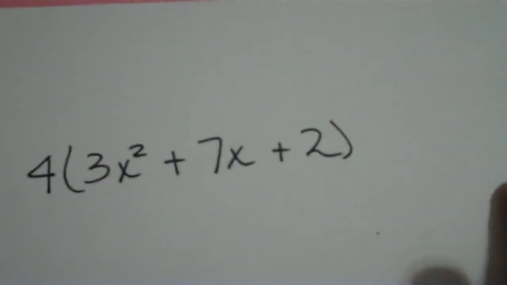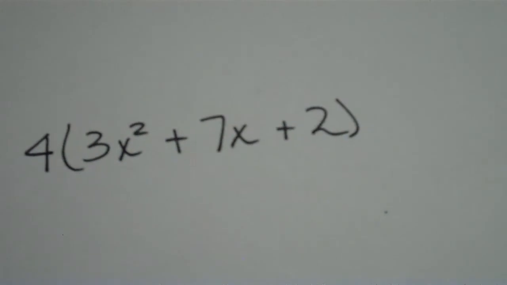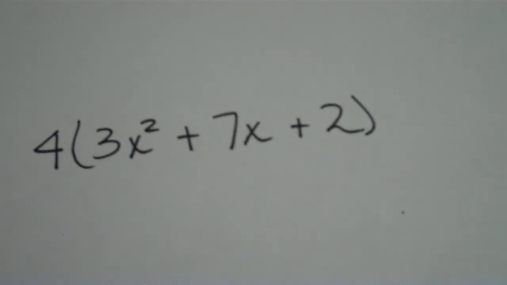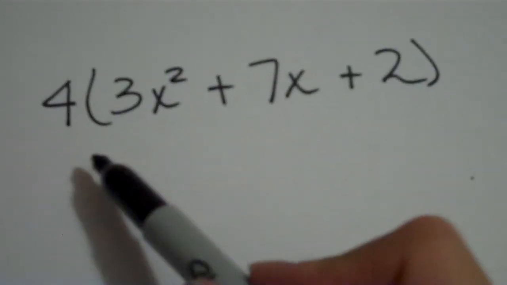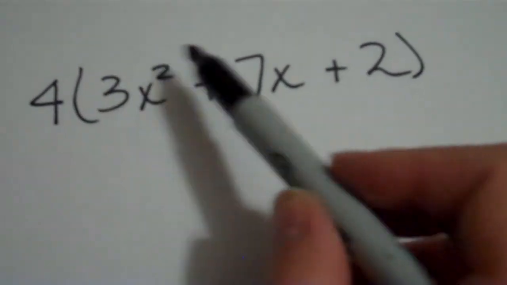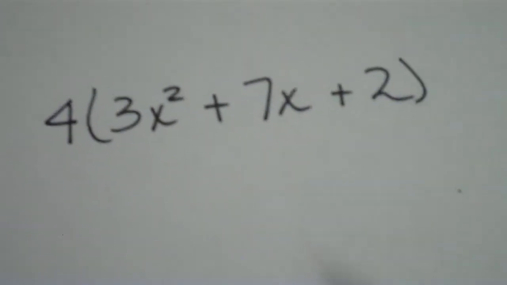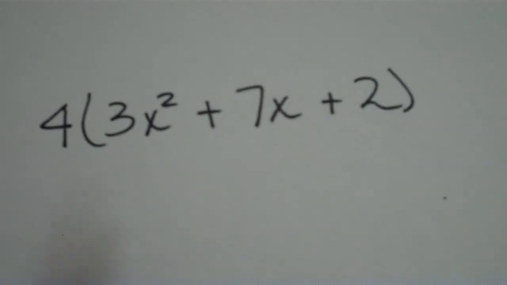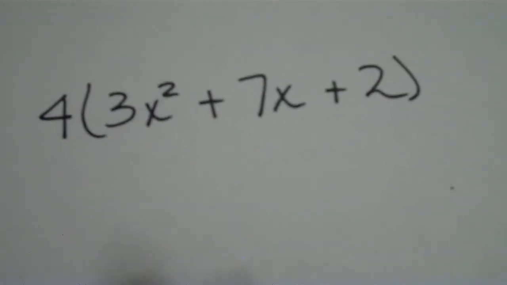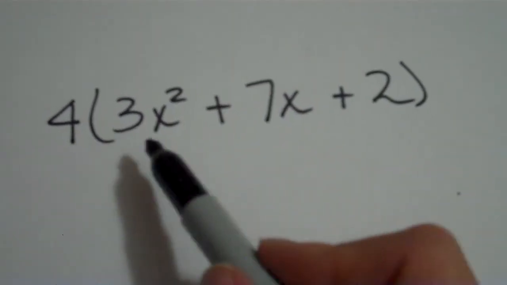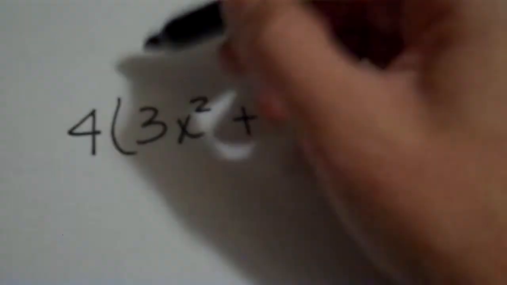Last one, number 5. You're really not going to see these very often, at least not right now. You'll see them more around December or January, maybe February. But go ahead and write it down. 4 parentheses 3x squared plus 7x plus 2. This looks very intimidating. It looks very hard, but it's not. It's very easy. Same thing.